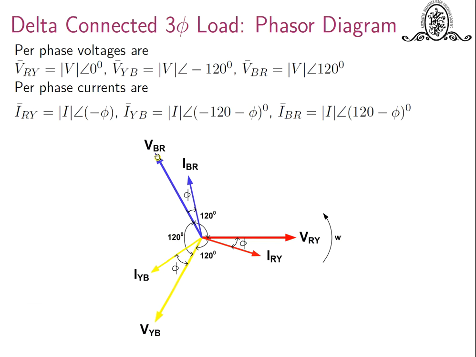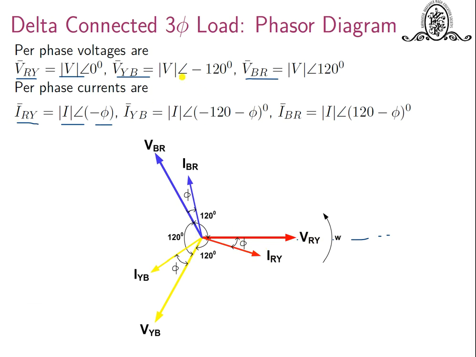So we will draw the phasor diagram for this. What are the per phase voltages? The per phase voltages are VRY, VYB and VBR. Let VRY be V at an angle of 0. We are assuming this as a reference. So it is in phase with the reference. Obviously, the phase current IRY is lagging by 5 degree, as it is an RL load. So this is on this side.